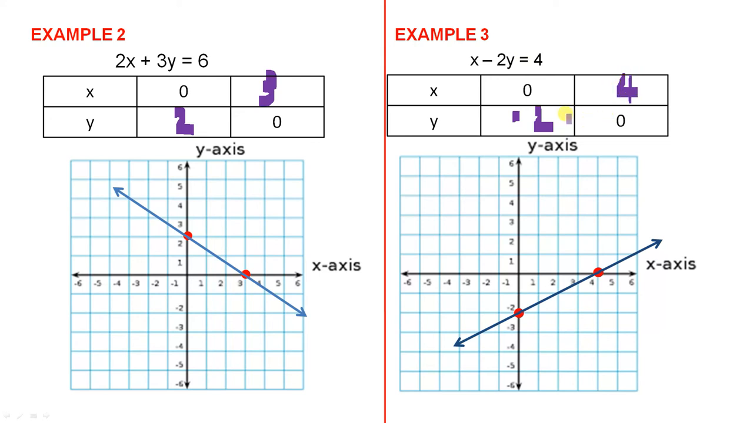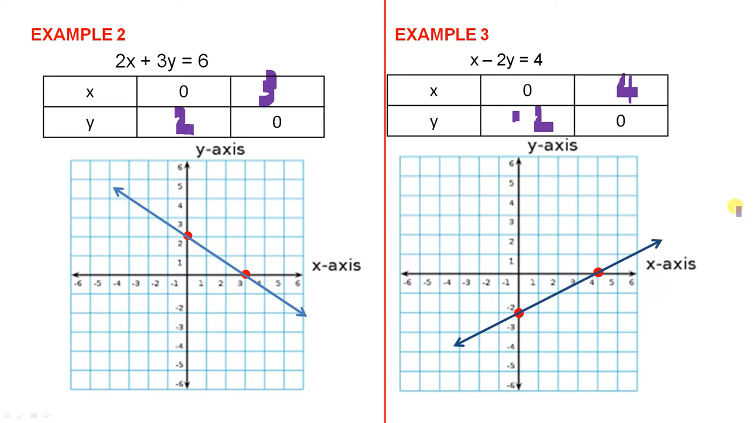So the 2 points are 0, minus 2 and 4, 0. There is 0, minus 2. There's 4, 0. That is where the line intersects each axis. We join those 2 points together and now we've graphed the line on the number plane.